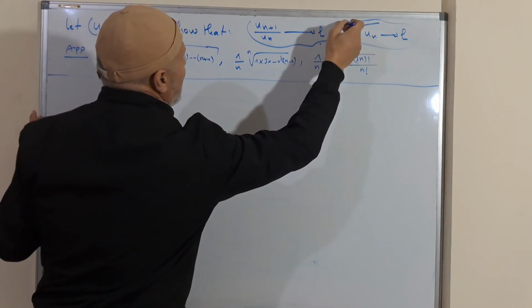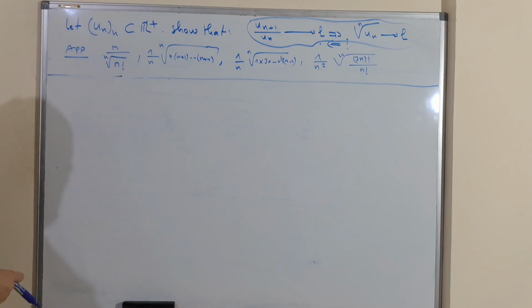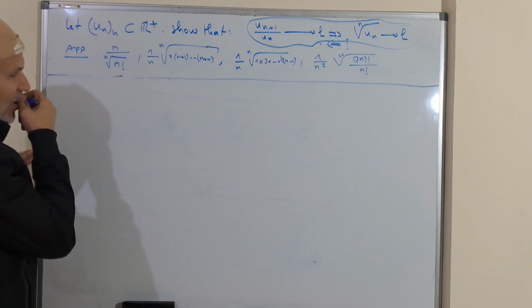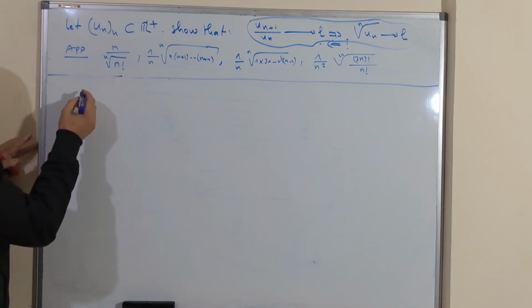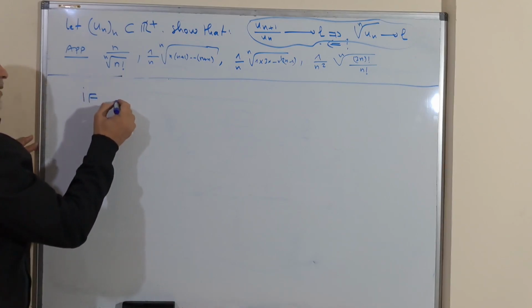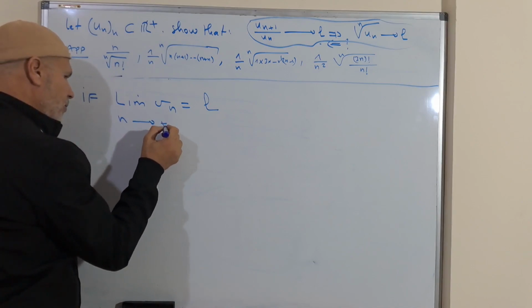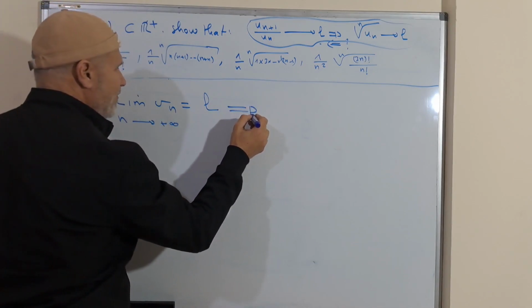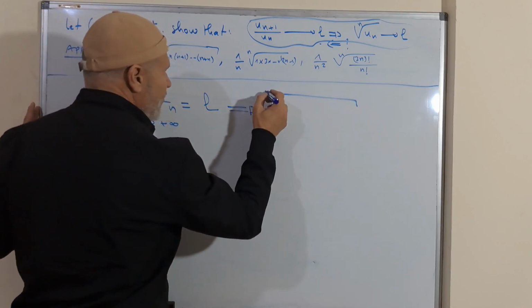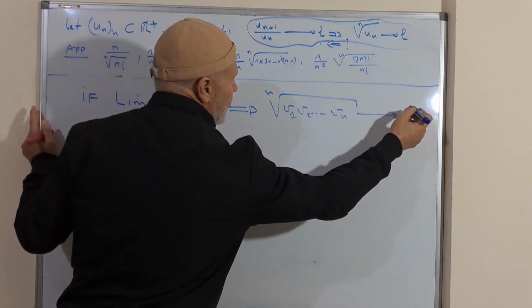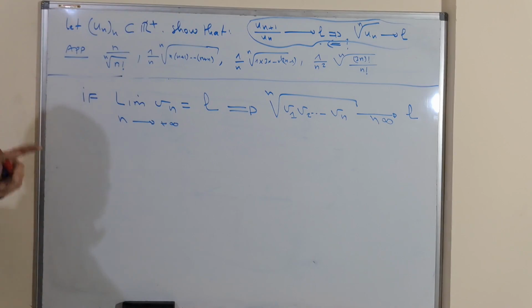So we are concerned now with proving that if Un plus 1 divided by Un converges to L, then the nth root of Un converges to L. We already saw that if the limit of Vn is equal to L when n goes to plus infinity, this implies that the nth root of V1 times V2 times Vn converges to the same limit when n goes to plus infinity.